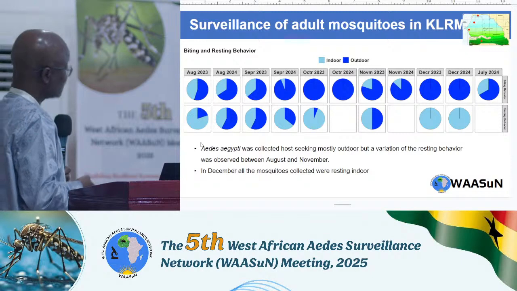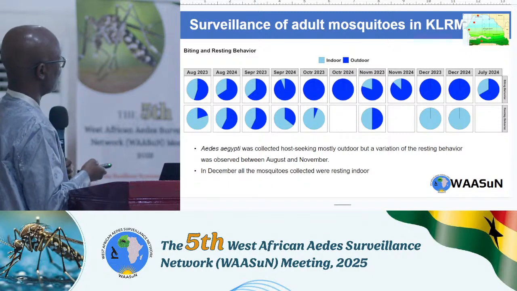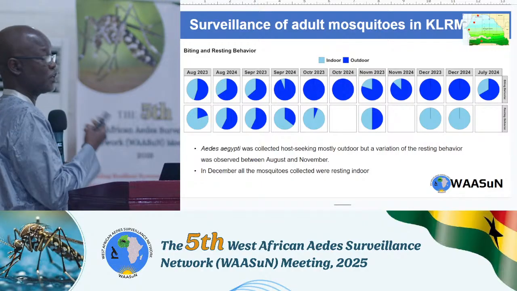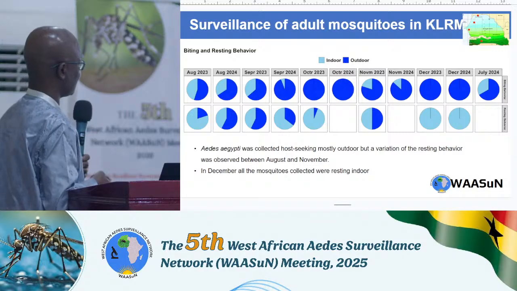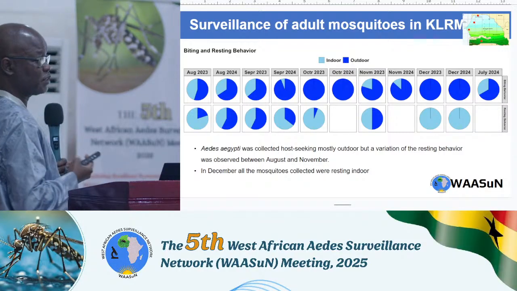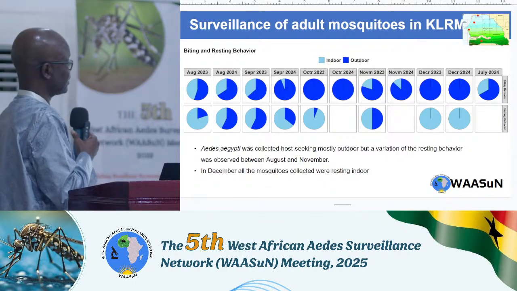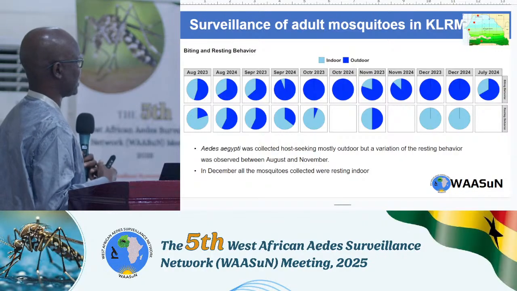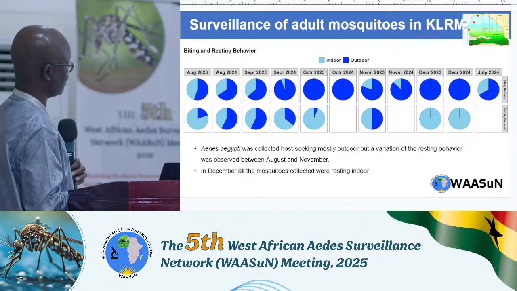And when we see the 4 sites in the CDC project, we found that Aedes aegypti was collected, or seeking, mostly outdoors, like what we have seen in the last slide. And in December, we found that the mosquito was collected mainly resting indoors, meaning that in this context, maybe using some control tools like IRS can be effective against Aedes aegypti.